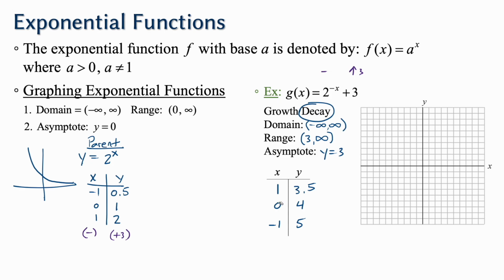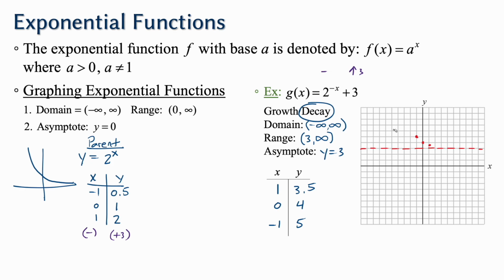So now that we have our updated ordered pairs by reflecting our x's, making them negative, and moving up our y's by adding 3, we'll go ahead and place all these in here. So the asymptote, again, is at y equals 3 this time. So we've moved it up. So we'll put that horizontal asymptote there. And then looking at our ordered pairs, at positive 1, we're up at 3.5. At 0, we're up at 4, and at negative 1, we're up at 5.